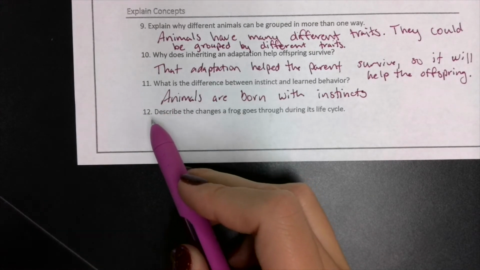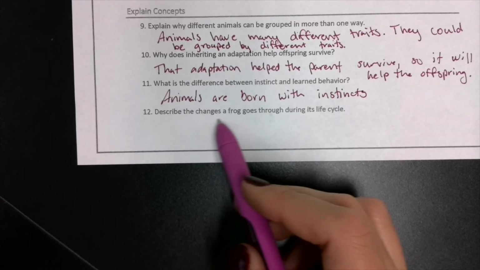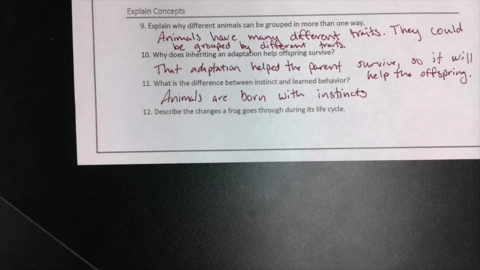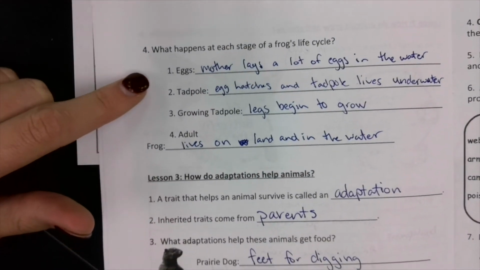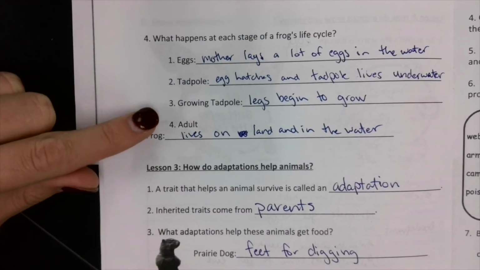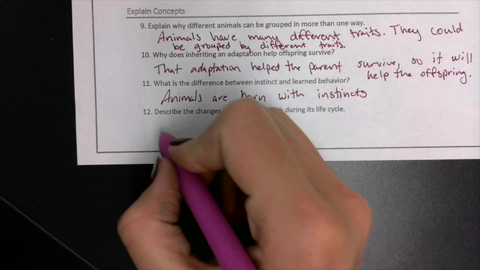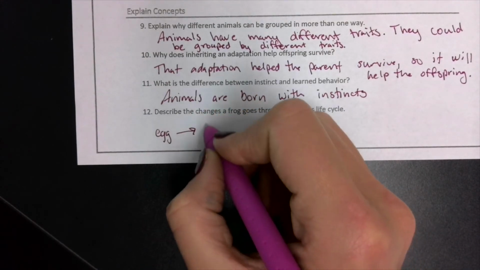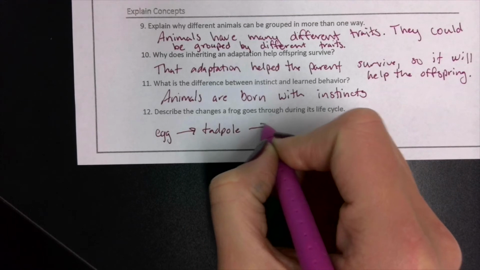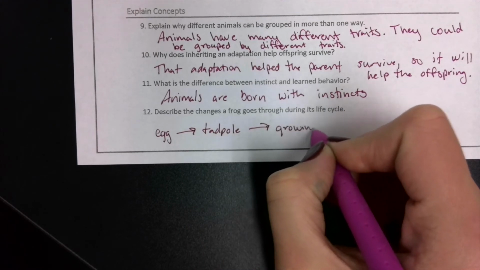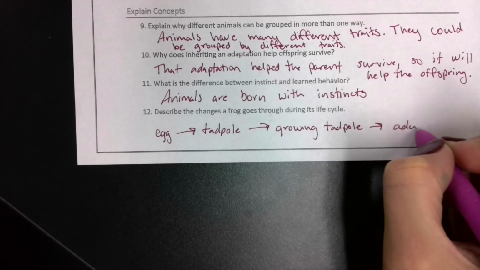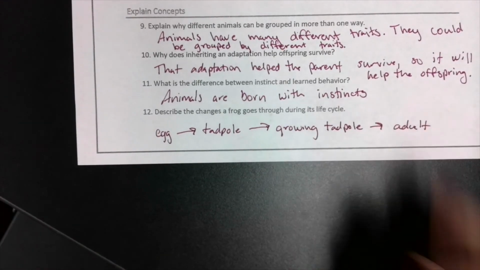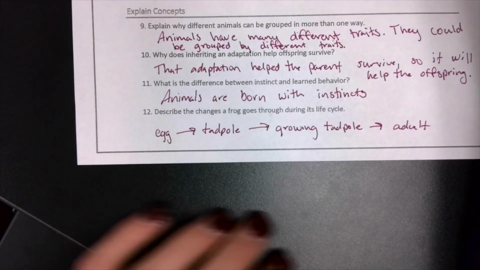Number 12. Describe the changes a frog goes through during its life cycle. Well, that's what we had on page 6 of our notes. Frog's life cycle: egg, tadpole, growing tadpole, adult. So, egg, tadpole, growing tadpole, that's when it grew legs, and then adult. Pause it there if you're not done with those at the bottom, because I'm flipping over to the back.